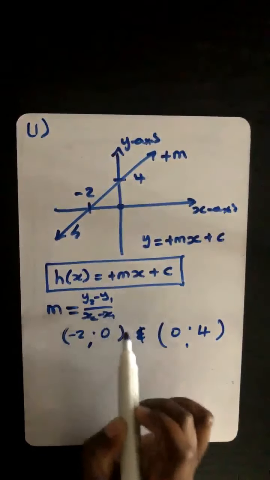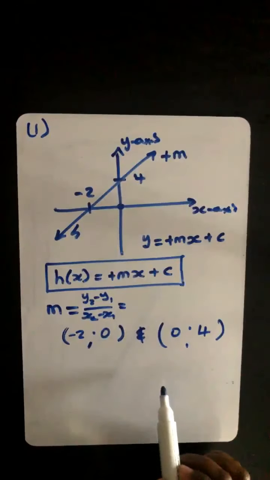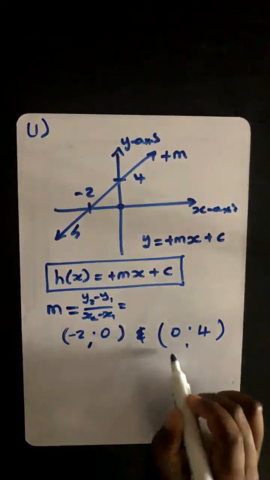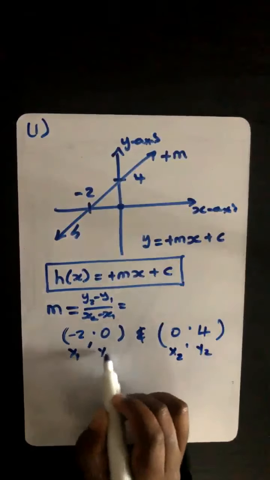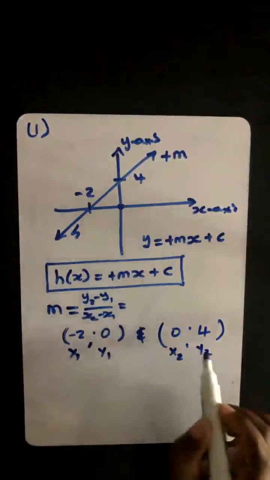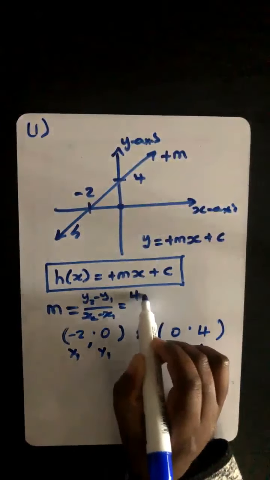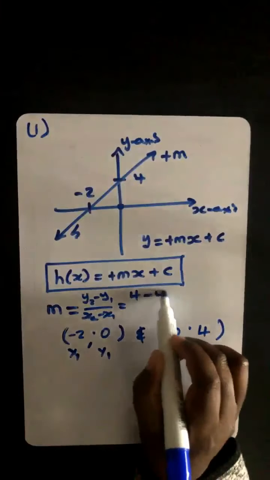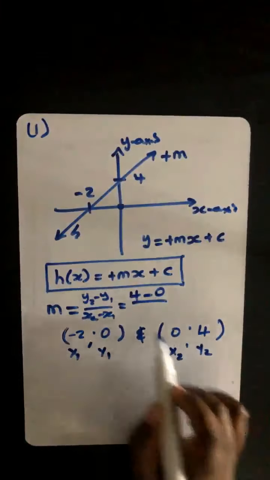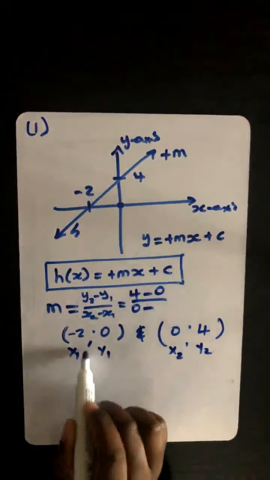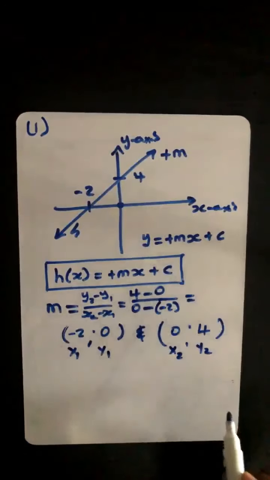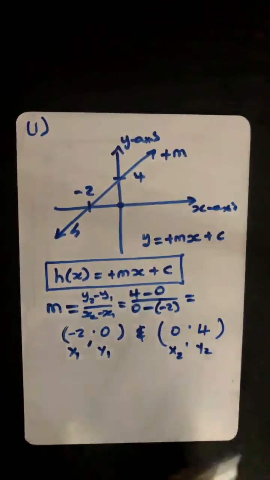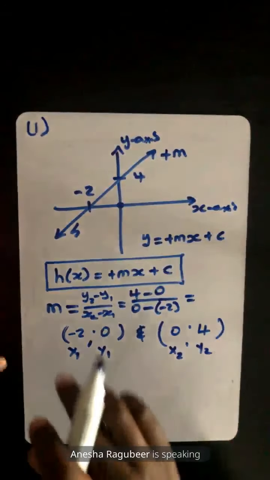This is equal to, let's see, what is our y2? So let's take this as x2, y2, x1, y1. So our y2 is 4 minus y1, which is 0, divided by our x2, which is 0, minus what is it? Our x1, remember, it's a negative value, so we substitute in brackets. So what is the gradient there?